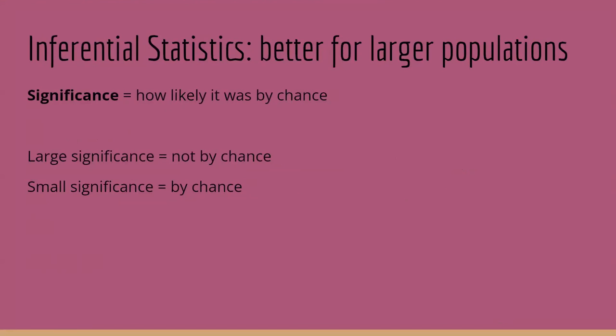All right, now let's talk about inferential statistics. Remember, significance does not mean how important it is. It means how likely was it by chance. How likely was the data by chance and not by an actual trend? This is better for larger populations. So if there's a larger significance, that means that it was not by chance. If there is a large statistical significance, that means, oh, it's an actual trend. It's not just some random thing.